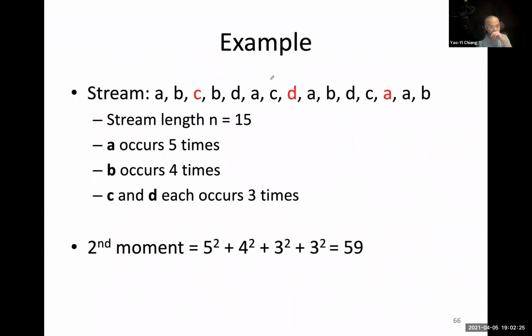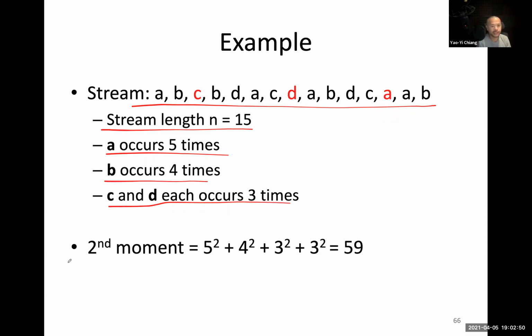All right, here. Say this is your data stream and you want to estimate the second moment of the data stream without really counting all the m's and doing a sum of squares. Let's say your stream length is 15 and A occurs 5 times, B occurs 4 times, C and D each occur 3 times. Your second moment is this, right? So how do we know? Well, remember your M. Now you want to count MA, MB, MC, and MD.